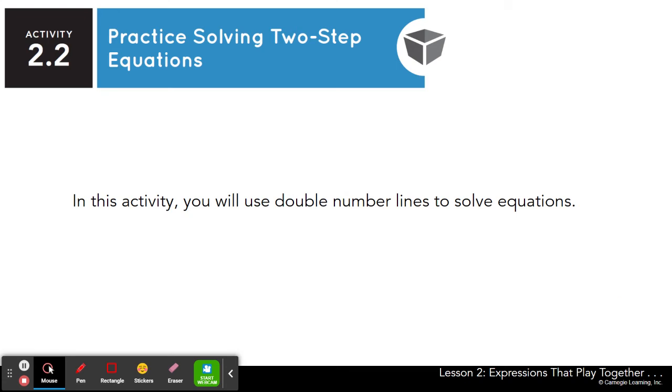And we are back. This is Expressions That Play Together, activity 2.2. And this activity, it is all about practice. You're going to use double number lines to solve two-step equations. Let's get started.